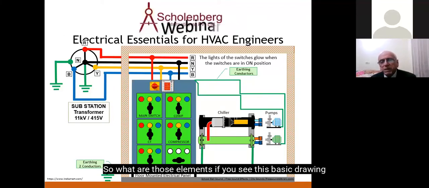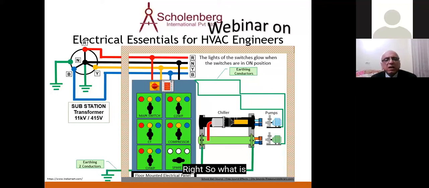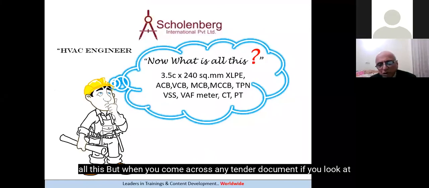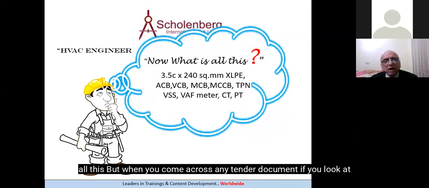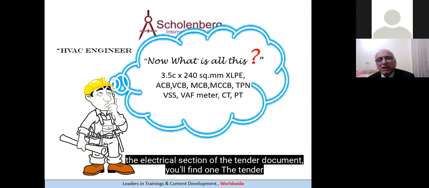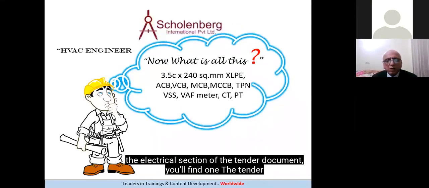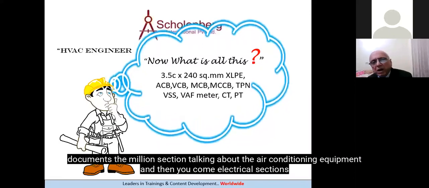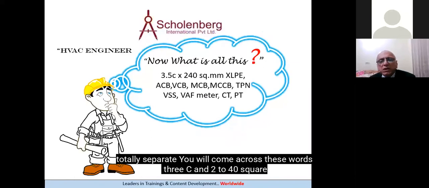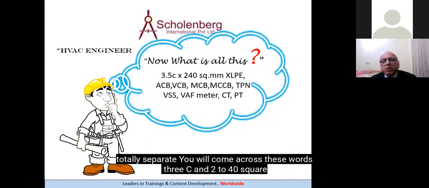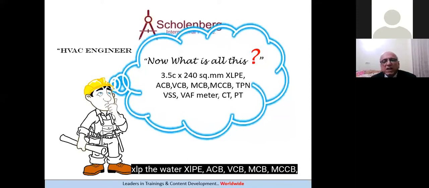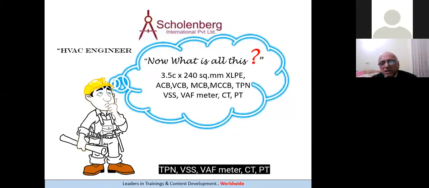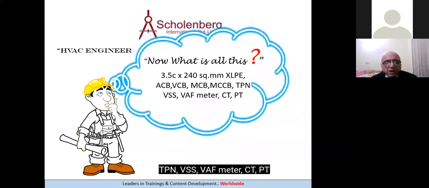Now, if you see this basic drawing, right? Now, what is all this? When you come across any tender document, if you look at the electrical section of the tender document, you'll find the main section talking about the air conditioning equipment, and then the electrical section is totally separate. You will come across these words: 3C into 240 square mm XLP. Now, what is XLP? ACB, VCB, MCB, MCCB, TPN, VSS, VAF meter, CTPT.